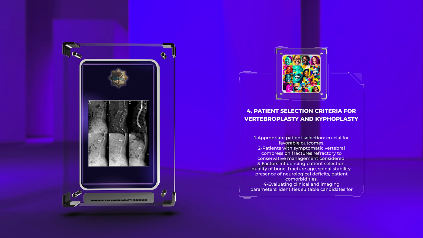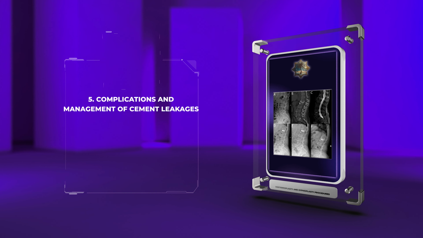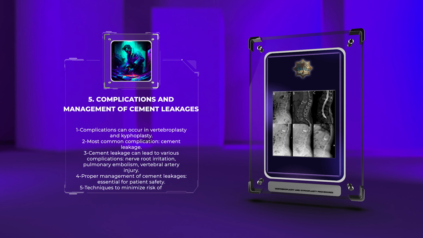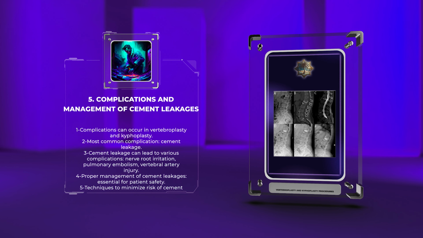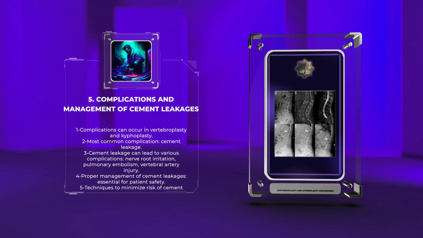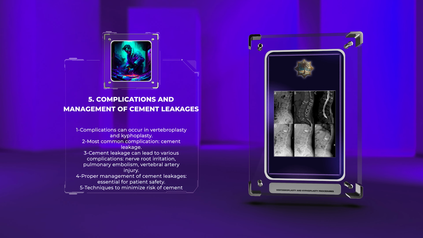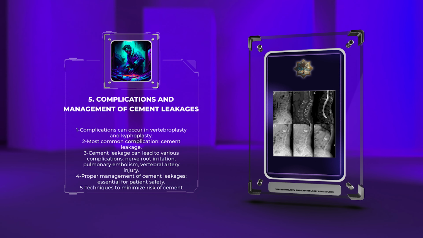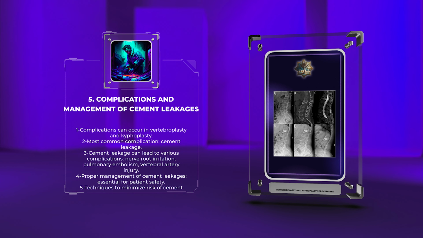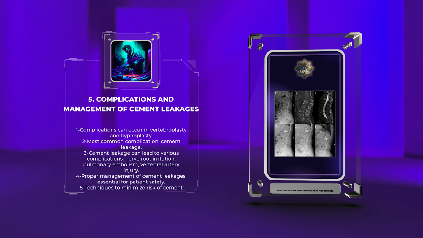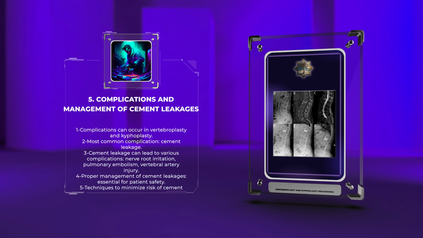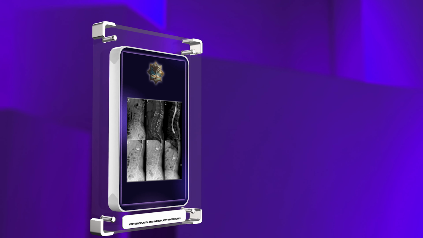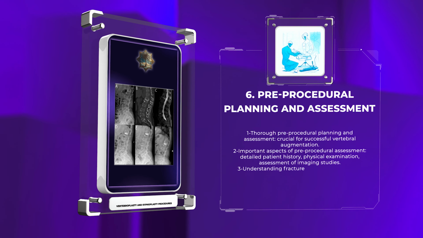While vertebroplasty and kyphoplasty are generally safe procedures, complications can occur, with cement leakage being the most common. Cement extravasation into the paravertebral veins, spinal canal, or surrounding soft tissues can lead to various complications, including nerve root irritation, pulmonary embolism, and vertebral artery injury. Timely recognition and proper management of cement leakages are essential. Techniques such as balloon occlusion and cavity creation can be employed to minimize the risk of cement migration and improve patient safety.